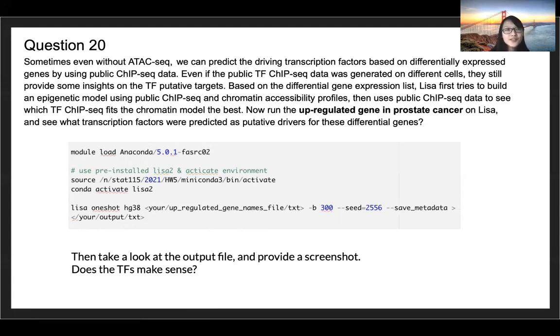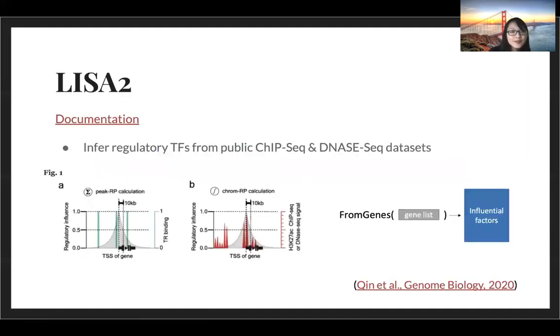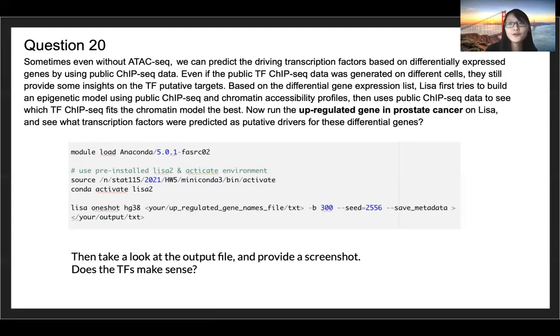And if you're interested, you can maybe try to simply search some literature about prostate cancer, because this gene list is upregulated genes in prostate cancer, right? And maybe you can search some prostate cancer literature and see what are some previously experimentally validated TFs that are important, and see if they match LISA2's output, okay? So that's about LISA2, and I think that's the last question of our homework.